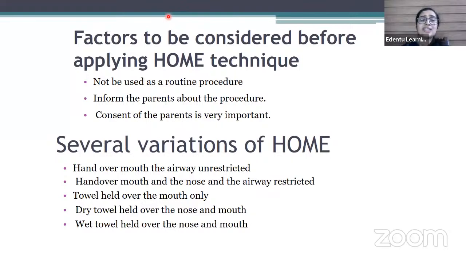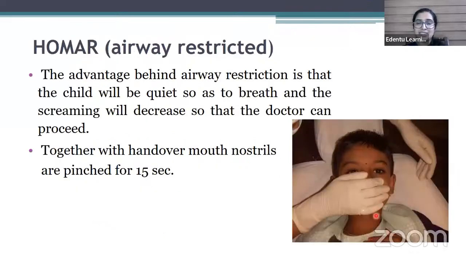Now talking about the factors that are to be considered before applying the HOME technique is that it is not to be used as a routine procedure. Inform the parents about the procedure, and the consent of the parent is very important. We do have several variations of HOME in which we have the HOMAR, that is hand over mouth with the airway unrestricted, hand over mouth and nose and the airway restricted, towel held over the mouth only, dry towel held over the nose and mouth, and the wet towel held over the nose and mouth. As I told, as the question has been demanding us to write in detail regarding the HOME, you shouldn't miss all of these variations of HOME as well. So what you see here in this image is the HOMAR technique in which the airway is restricted.